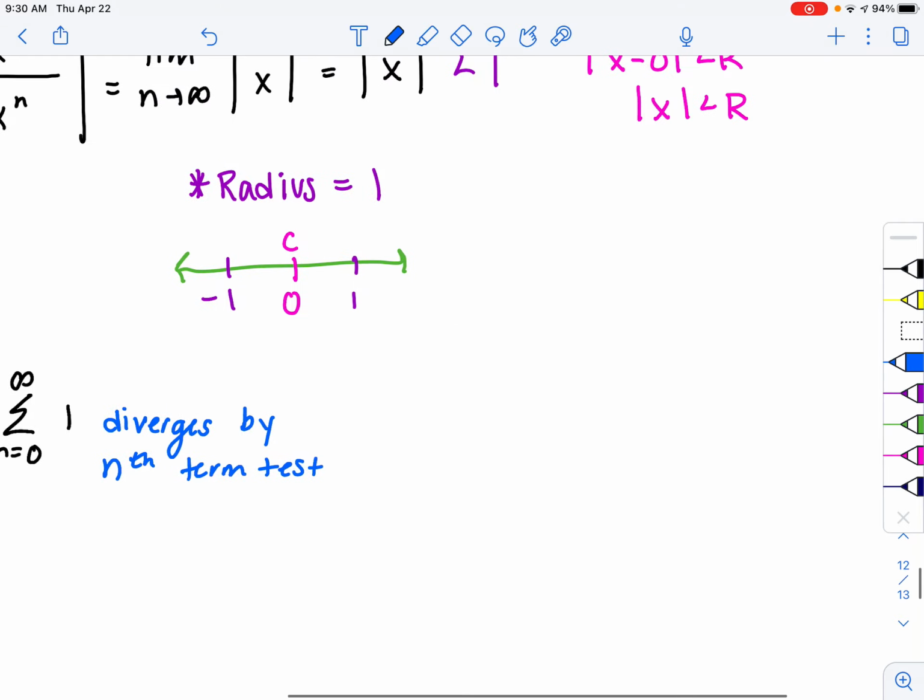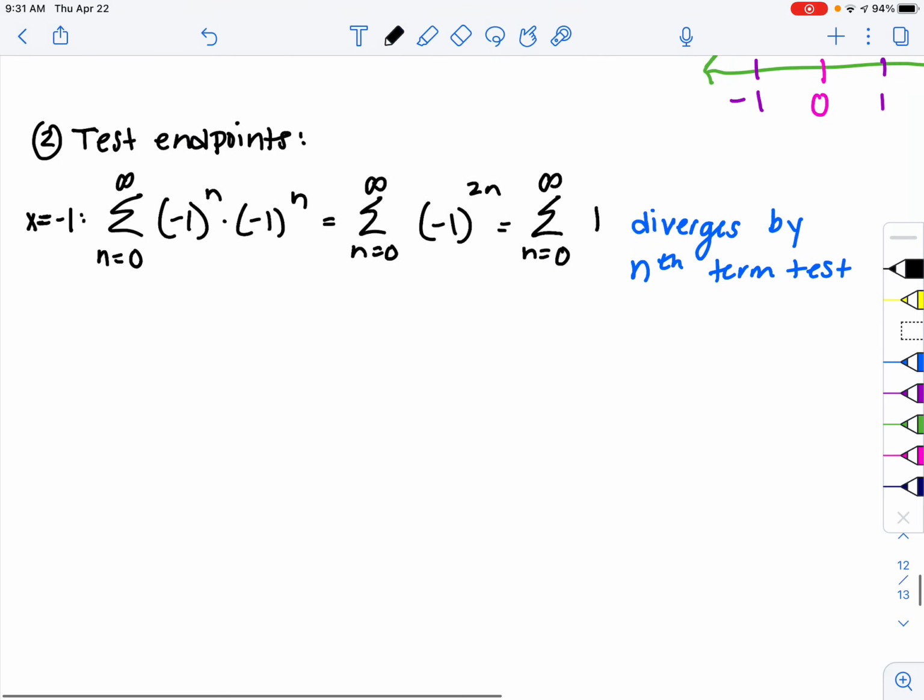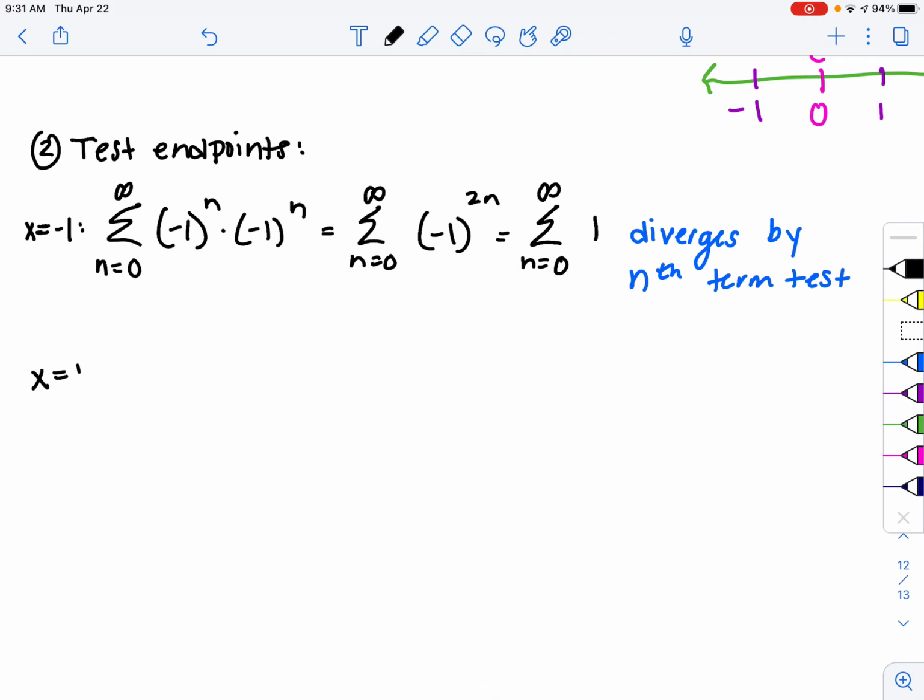Okay, so we know that for our interval of convergence, IOC, we know it doesn't include negative 1, and now we just have to determine the positive 1. So now if I test x is positive 1, I get the sum from n equaling 0 to infinity of negative 1 to the n times 1 to the n, right? So 1 to the n doesn't even matter because it's just a 1.